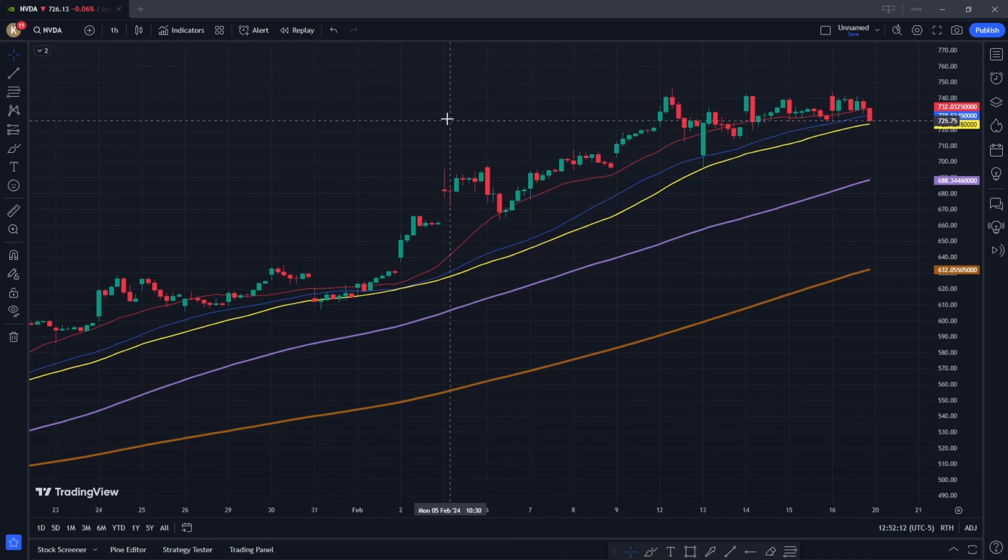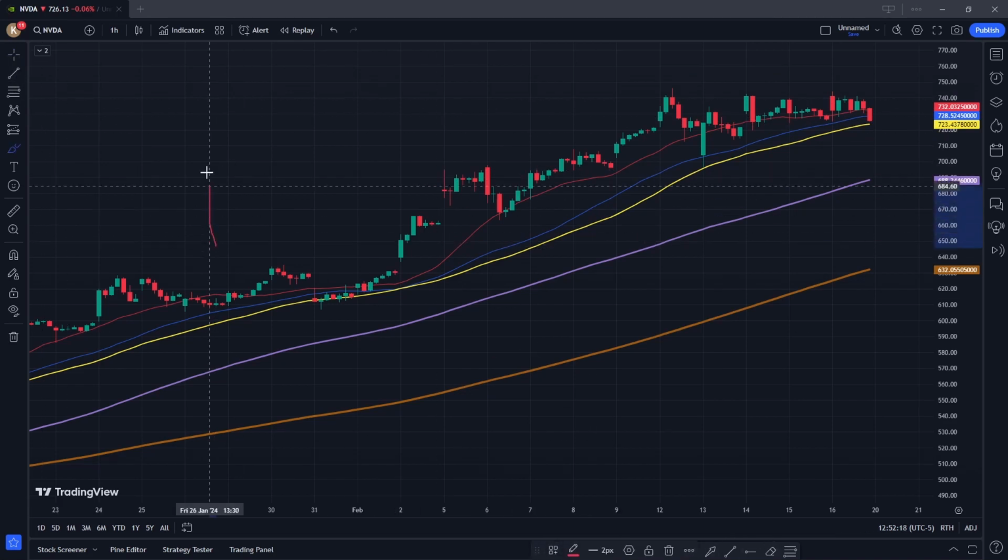Now, what is a flagpole? Well, think of a flagpole. A flagpole physically looks like this, right? That's a flag. That's the flagpole. Well, in the market, it's sort of the same thing, only that it's sort of tilted.